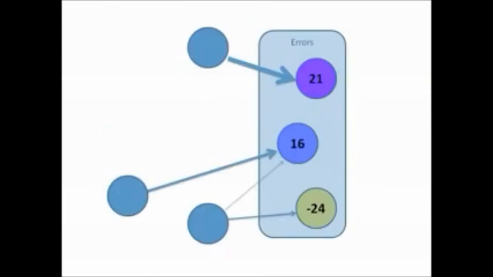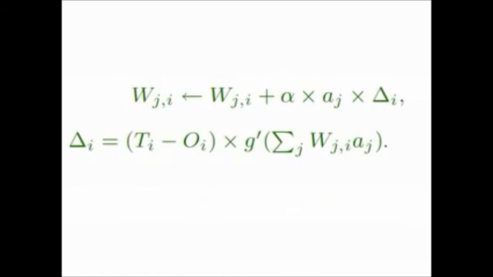The output nodes tell the hidden nodes they are connected to about their error, and together they decide on how to adjust the connection weights between them. The new weights are calculated using an equation based on the old weight, the node's input value, the error, and something called the learning rate. We'll get back to the learning rate later.